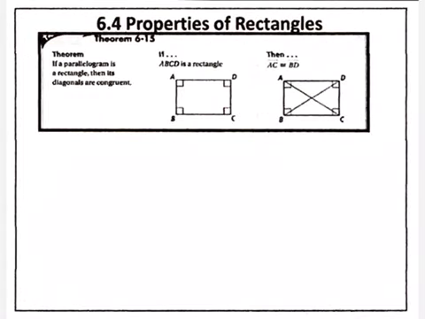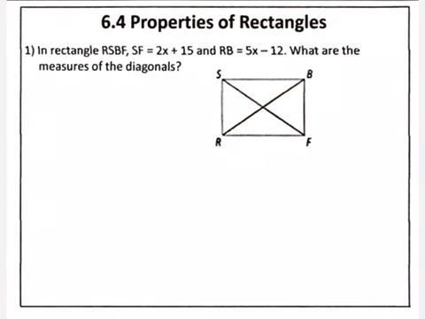So a property of a rectangle: if a parallelogram is a rectangle, then its diagonals are congruent. So the diagonals should be the same length. In rectangle RSBF, SF is 2x plus 15, and RB is 5x minus 12. What are the measures of the diagonals?